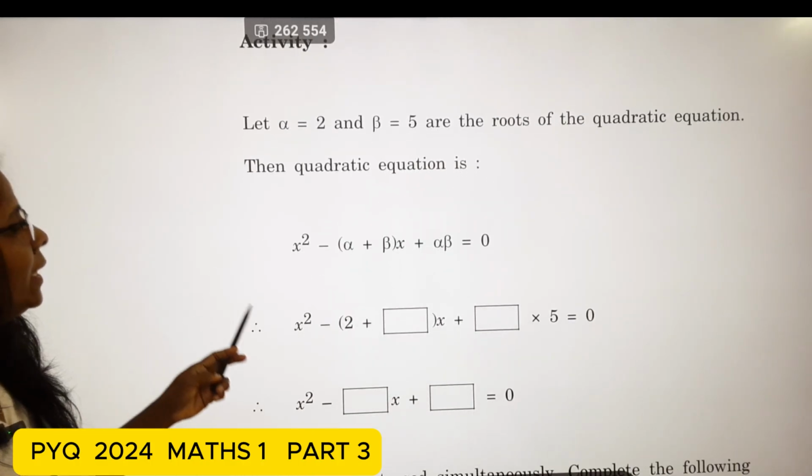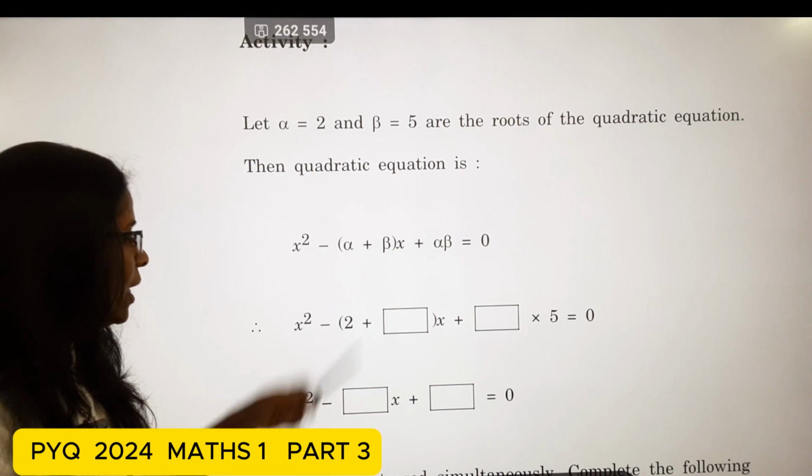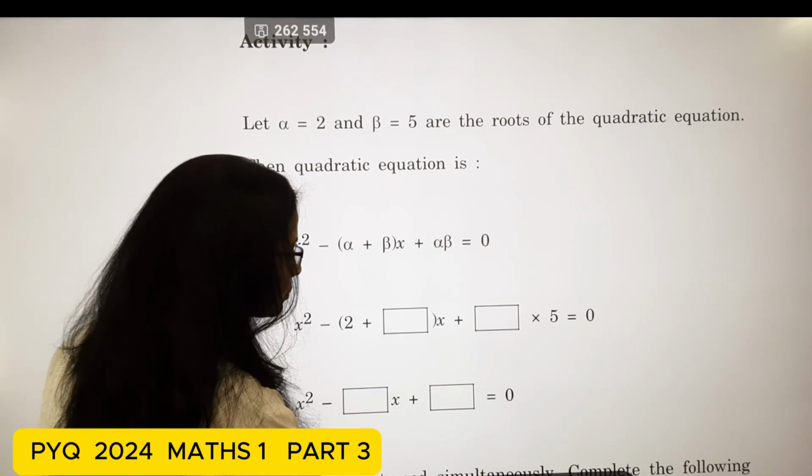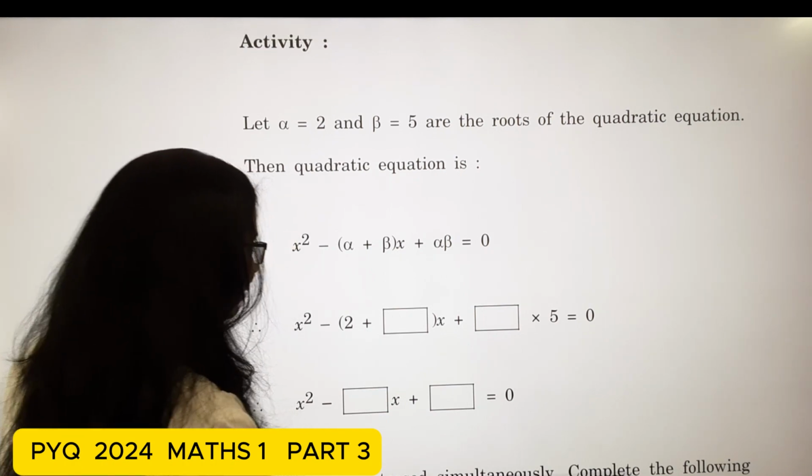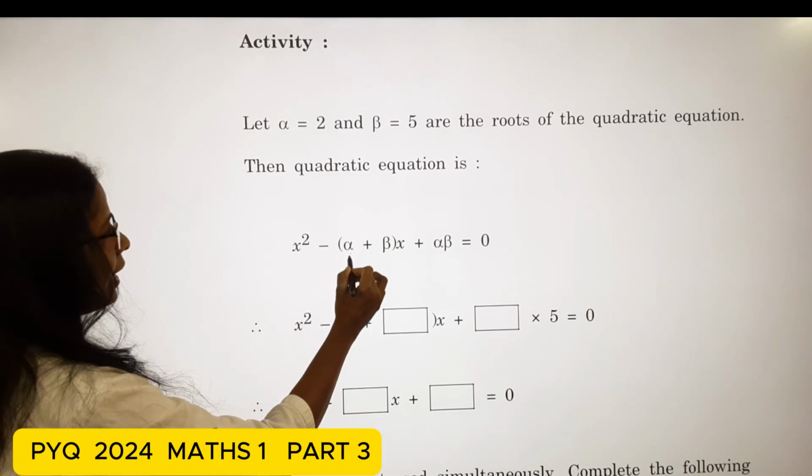So now here x square minus, so here alpha is equal to 2.